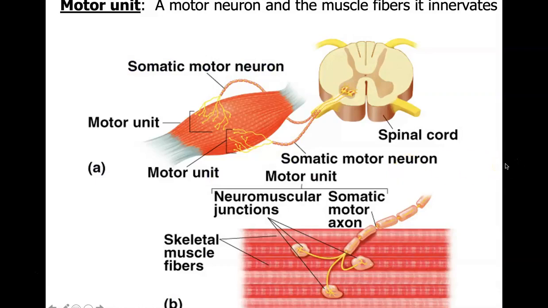Okay, so here's a picture of this motor unit, the motor neuron and the muscle fibers it innervates. Okay, here's a somatic motor neuron, and you can see that it's innervating multiple muscle fibers. So together, that motor neuron and this muscle is considered a motor unit. Okay, here's a second motor unit.